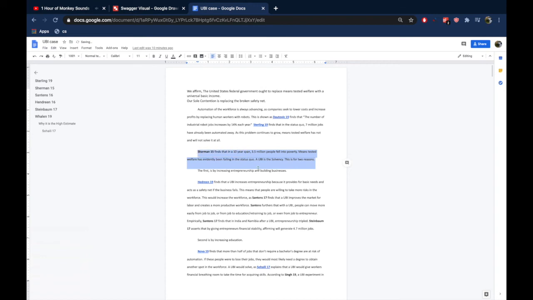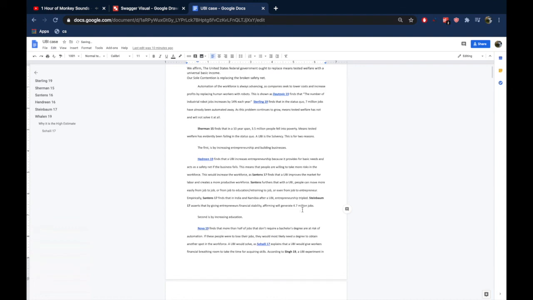So this is the uniqueness evidence that we gave. We told you that in a 10-year span with means-tested welfare happening, 3.5 million people fell into poverty. And we gave you 2 solvency issues, warrants, as to why UBI would solve for A, poverty, and B, automation. The first one we gave was building businesses, because businesses can't automate away jobs if the business owners just won't automate them away. And we tell you that a UBI is going to build businesses. It gives middle class workers enough to push them over the hump of building a business.